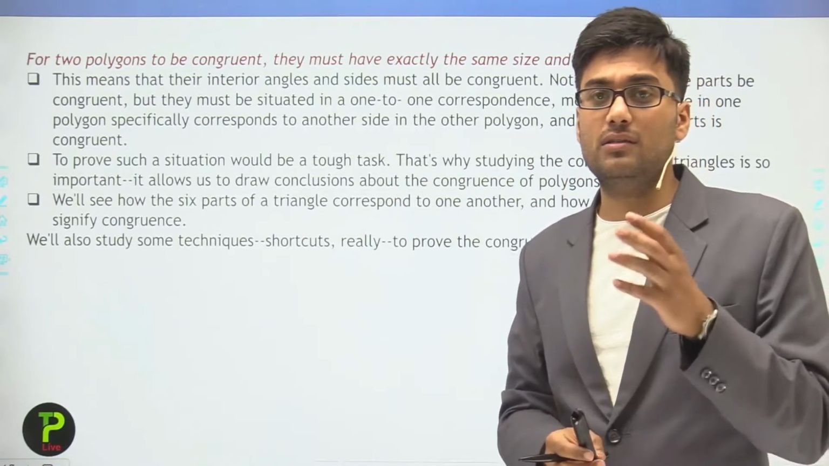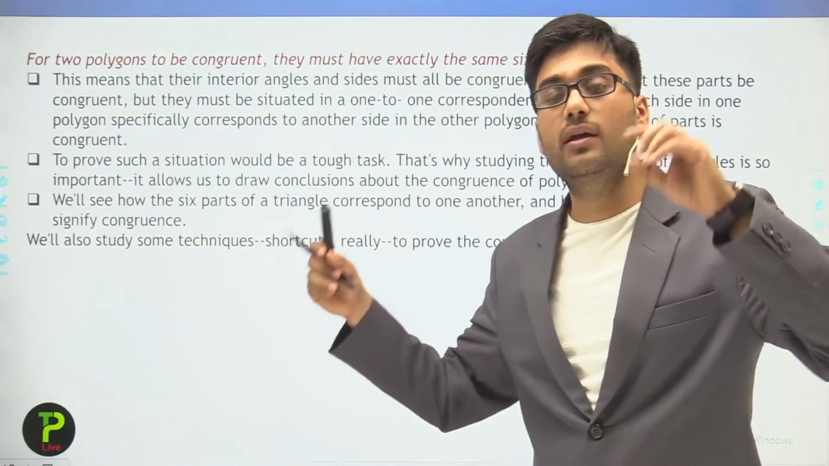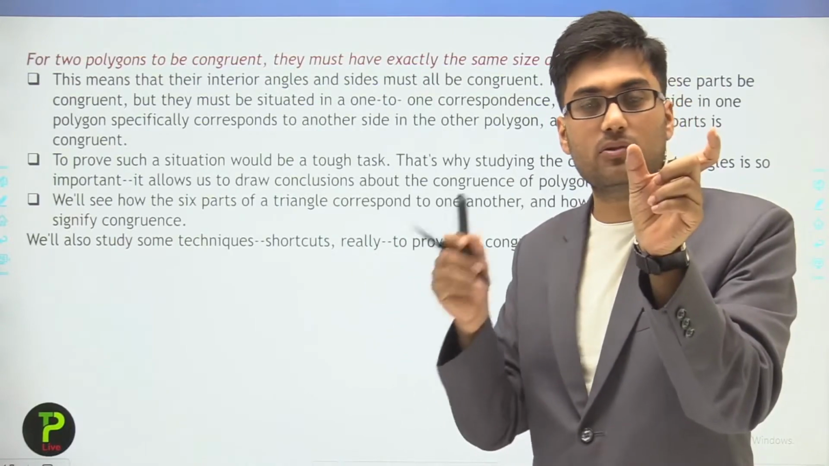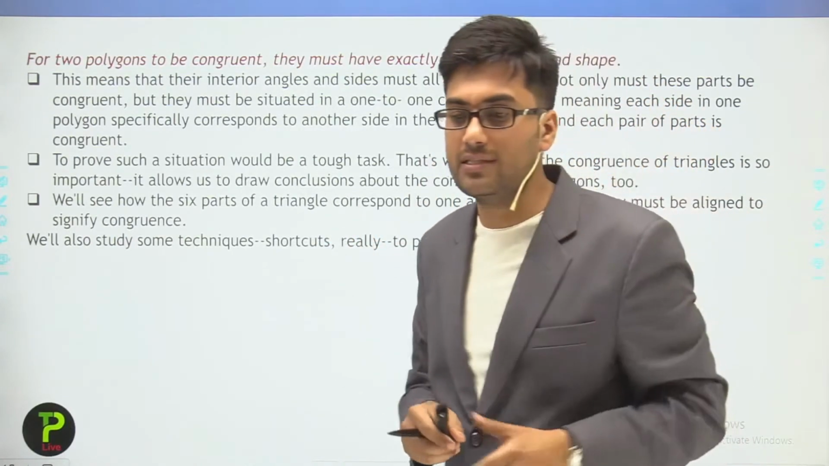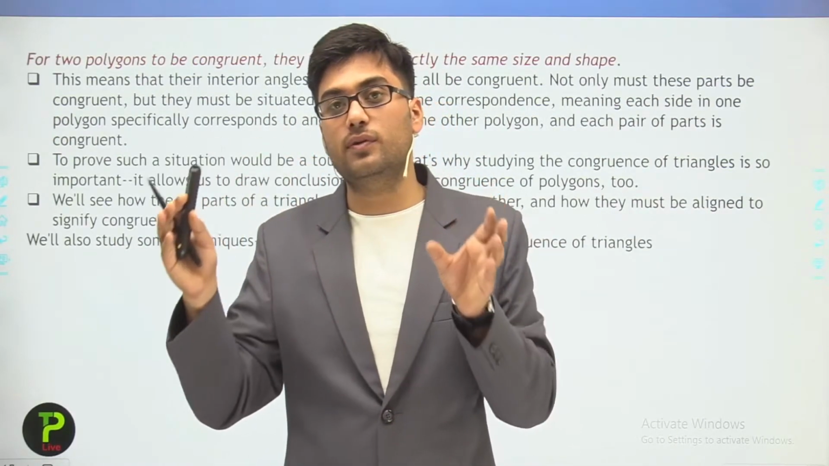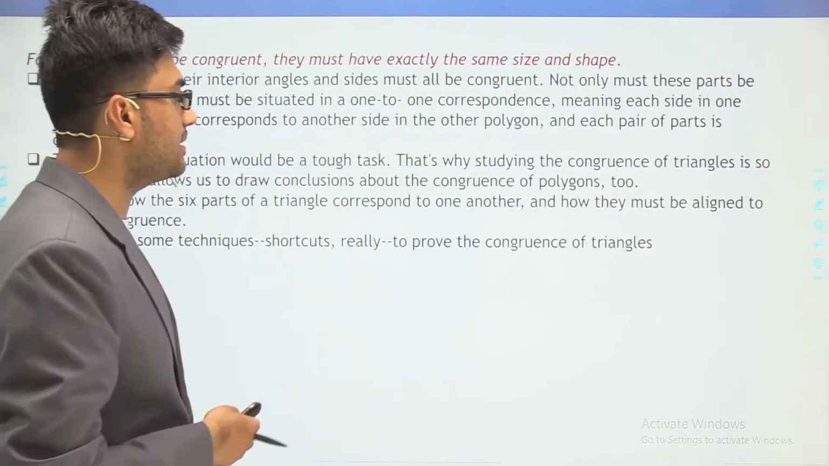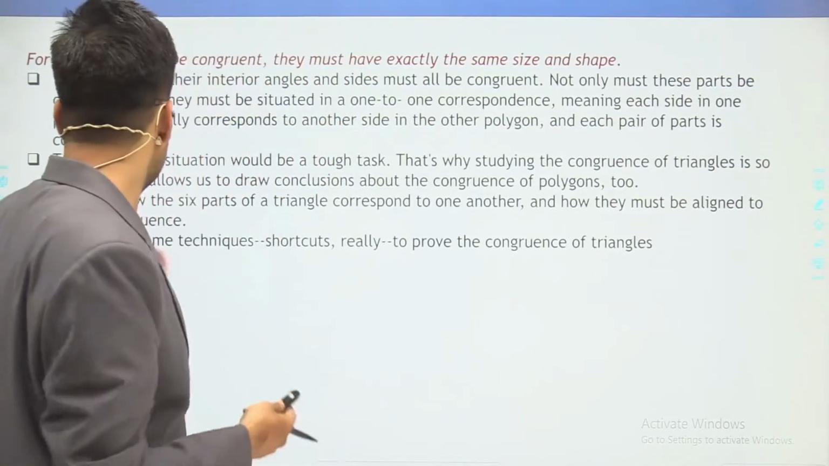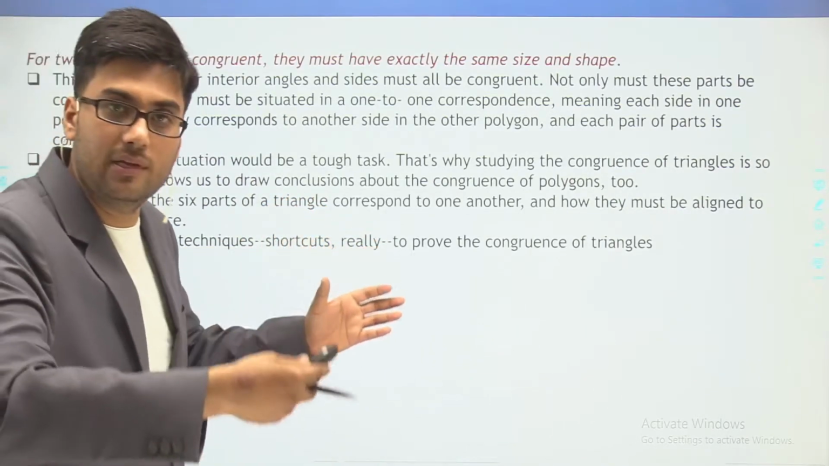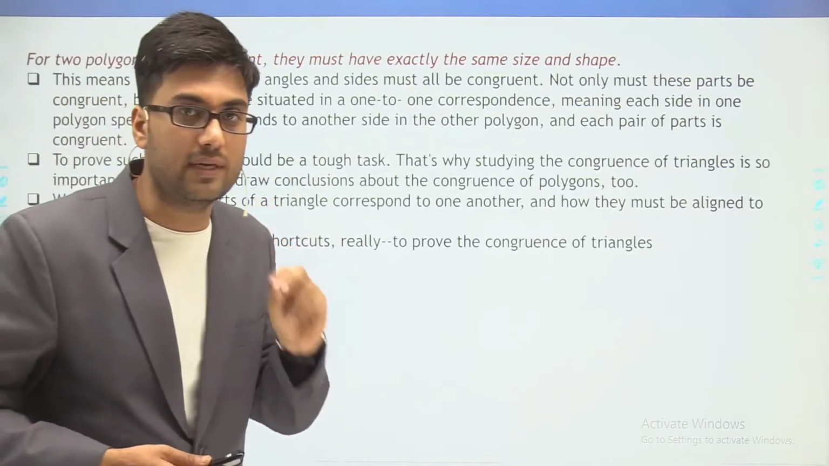The meaning of this point is not that any side is equal to any other side. Correspondence is important here. The side AB corresponds to a particular side, or we can say that the sides of one polygon are equal to the corresponding sides of the other polygon. Clear? To prove such a situation would be a tough task. That's why studying the congruence of triangles is so important. It allows us to draw conclusions about the congruency of polygons too. Clear? This is the very fundamental reason why we study the congruency of triangles.